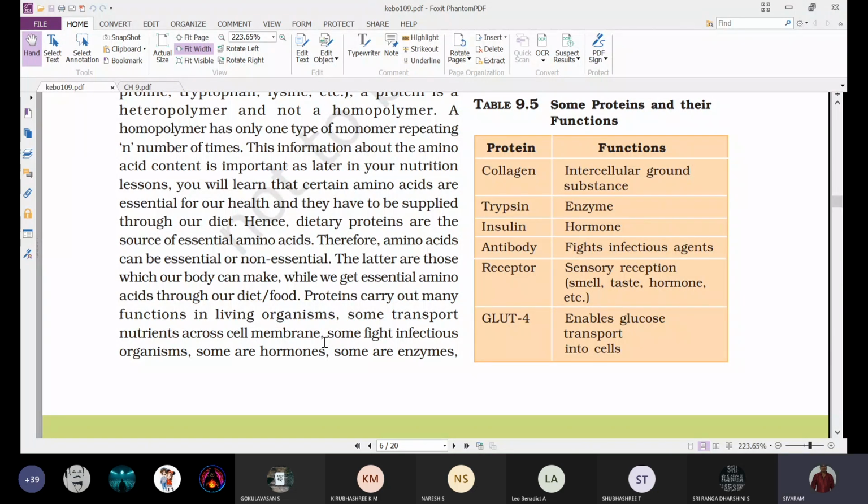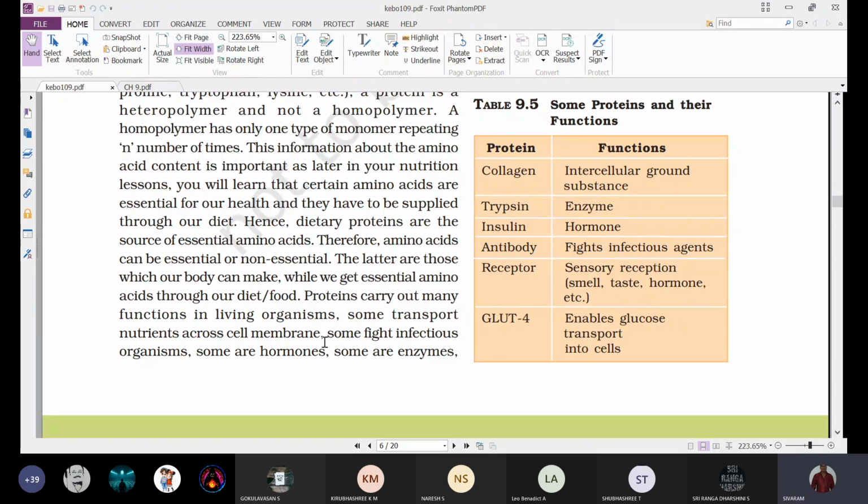Okay, the latter are those which our body can make, while we get essential amino acids through our diet or food. So proteins carry out many functions in living organisms. And next, when you come to the functions of the proteins, the proteins have a diversity of functions. That means a large number of different functions are carried out by the proteins.